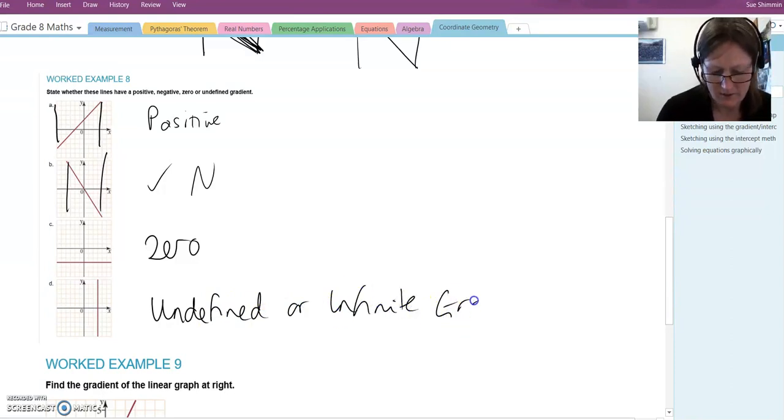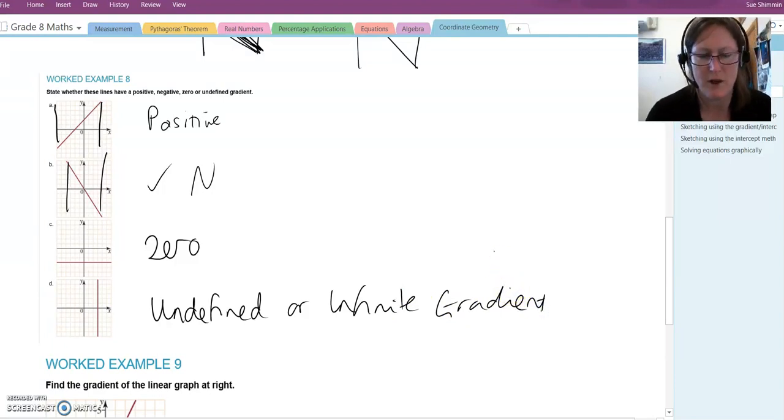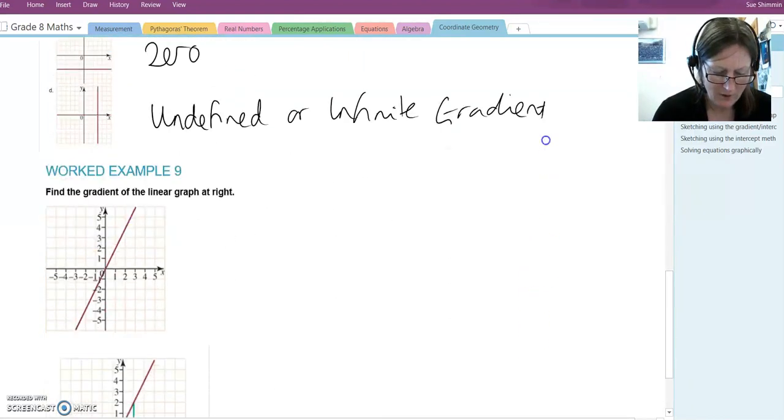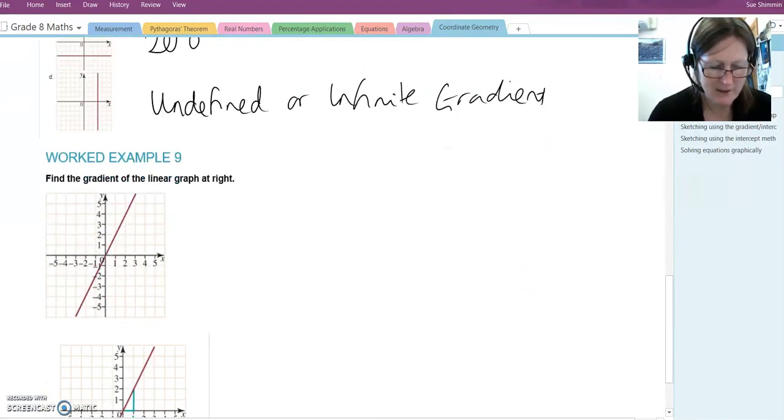So they're pretty simple there. Just needing to remember which way is positive gradient, which way is negative. Horizontal line is 0, vertical line is undefined or infinite gradient. Okay, and next example is asking us actually to find the gradient of the line. First things first, I know the gradient of this line is going to be positive because of the way it's going, but what is the actual gradient?